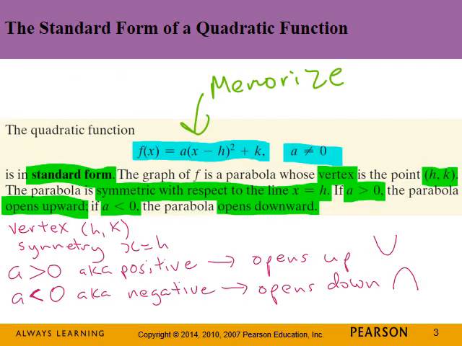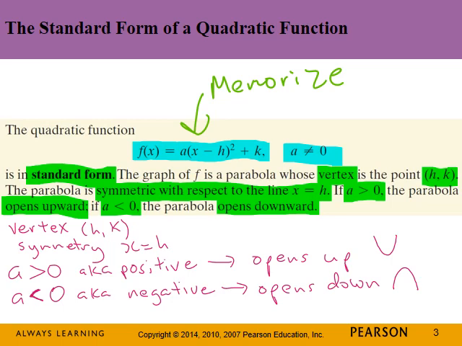The standard form of a quadratic function would be f of x equals a times the quantity x minus h squared plus k. So when you're looking at a quadratic function, if it's in the form f of x equals a times the quantity x minus h squared plus k, then it is in standard form. Keep in mind that a cannot be equal to 0. The standard form is very important. You will have to memorize it.